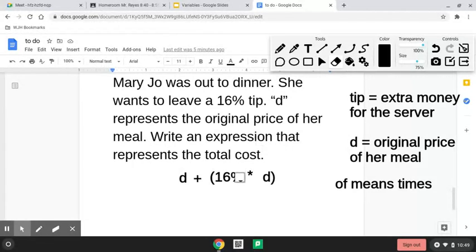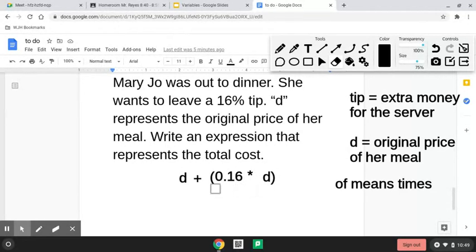Now, oftentimes we're not going to put a percentage in the equation, so let's change it to a decimal. Change 16% to 0.16. Or if you like fractions, you could say 16 over 100, which would simplify to 4 over 25. 0.16 times D.